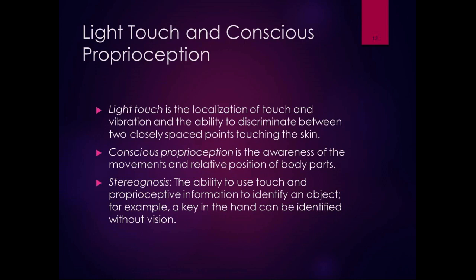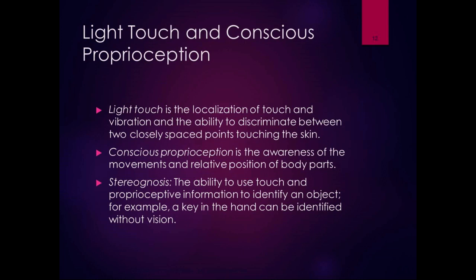Conscious proprioception is the awareness of movements and relative position of body parts. So in tests and measures class, when we were talking about the 2-point discrimination and the vibration with the tuning fork, that was light touch. Conscious proprioception is when we were saying, is your arm up or down? Is your finger up or down? That's being able to be aware of the movements and relative positions of body parts.